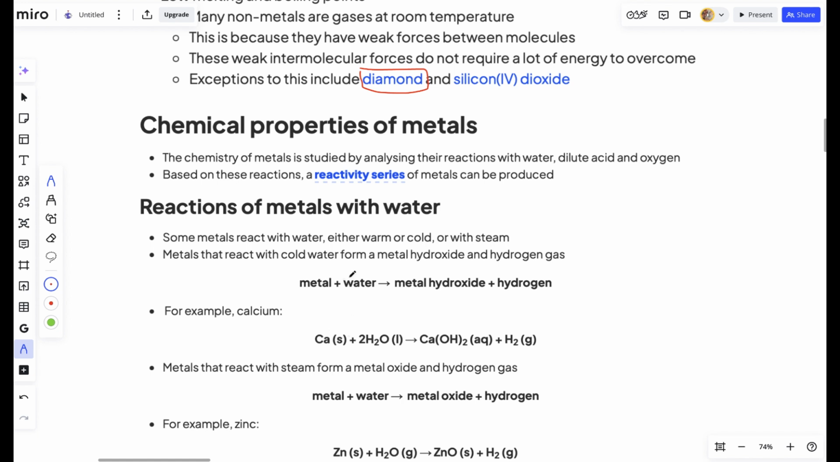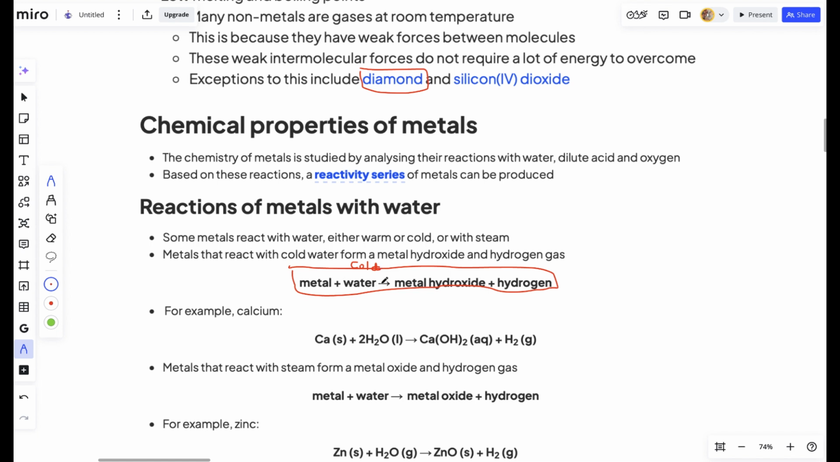Now when we take a metal and react it with water, in this case the liquid, we're talking about normal cold water. We have cold water and hot water. The hot water is a gas, called steam, and the cold water is a liquid.